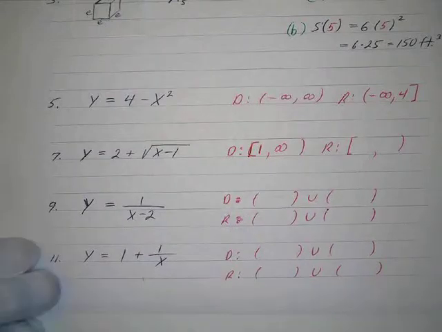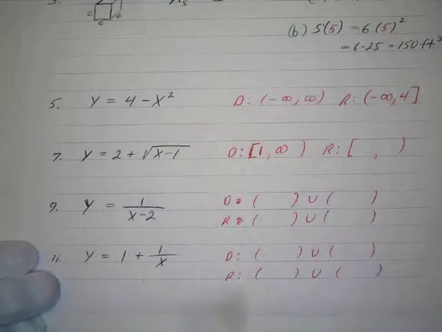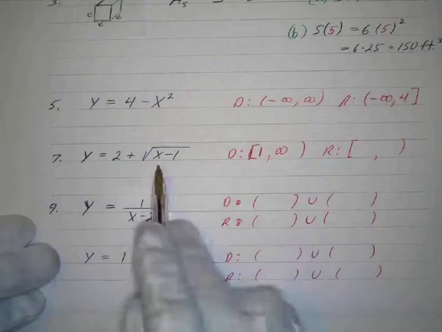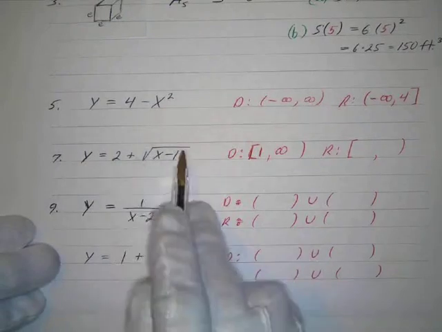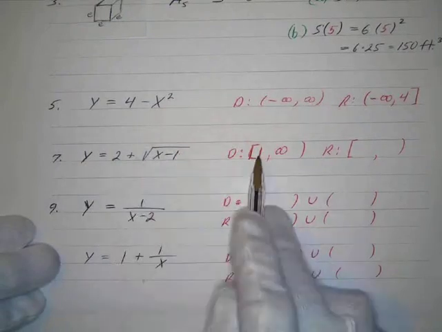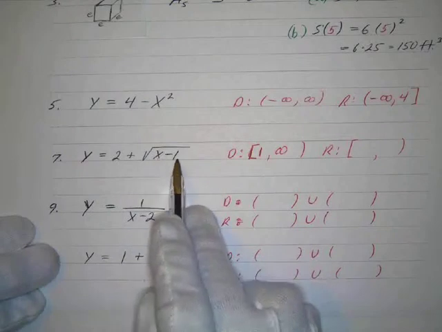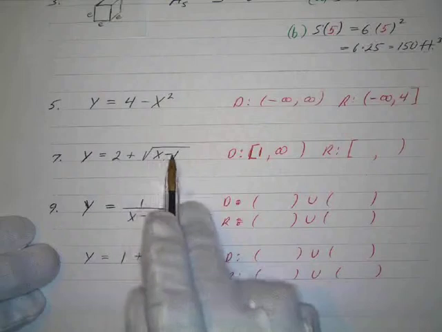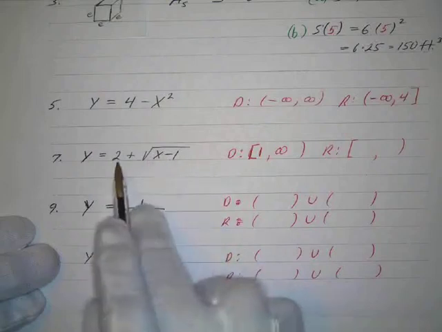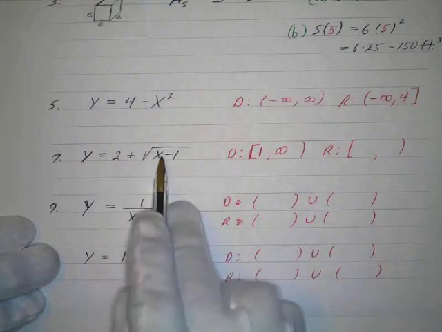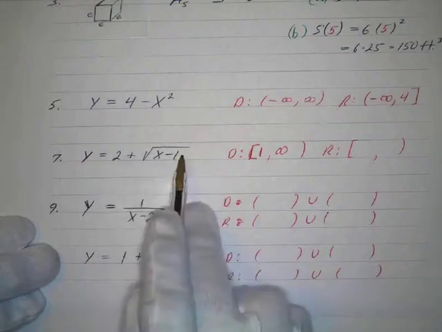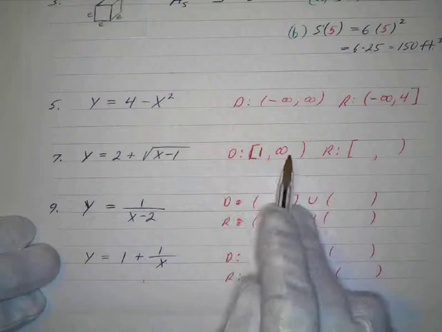Now the range would be the result of putting these domain values in here. And like we said, the smallest this can be is going to be 0, because if x is 1, we have 1 minus 1 is 0. So the square root of 0 is 0, and 2 plus 0 is 2. So that's the smallest this can be, and then we're just going to be adding positives to that, so it's going to get bigger and bigger than 2 as we add numbers that are bigger than 1.